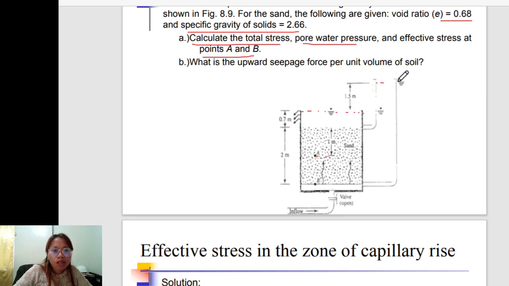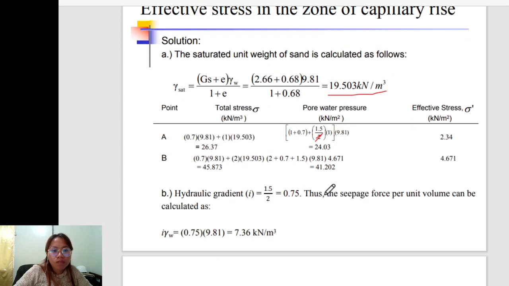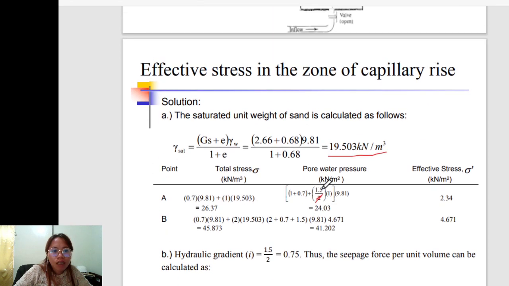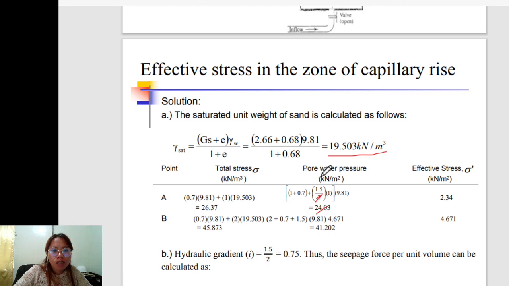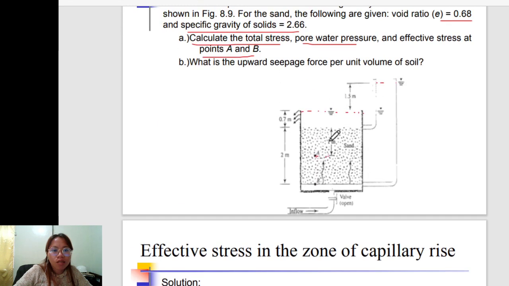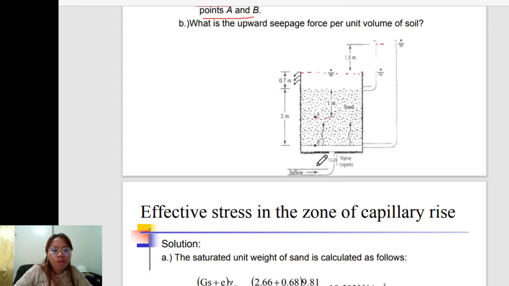Then, it is not clear, but I think this is outflow of water, no? So, plus 1.5 times 9.81, no? So, I think this is not the answer. Try to solve this one, and this is not the answer because the result is off. It should not be divided by 2, no?